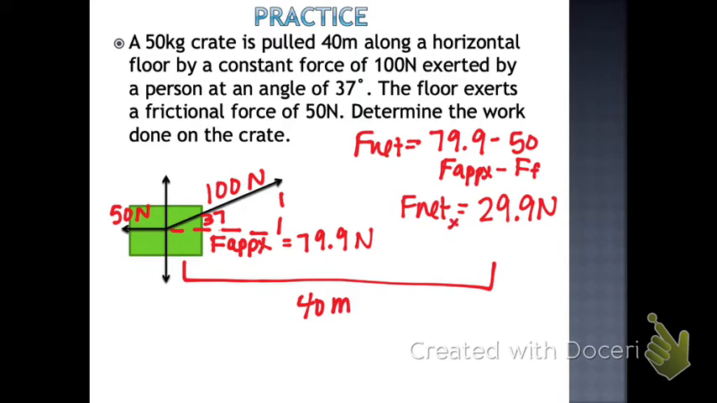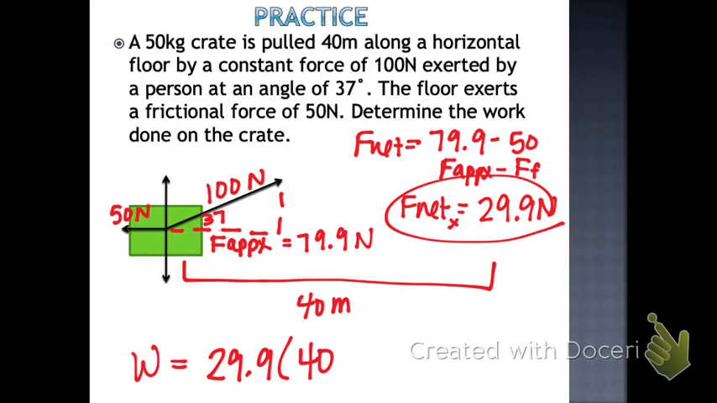So if you want to put an X there, you can, just so you remember that it's the horizontal, but it's not really that big of a deal. So now if I want to find the work, I'm going to take the force parallel, which is 29.9, times my displacement, which is 40 meters. And I get 1,196 joules.